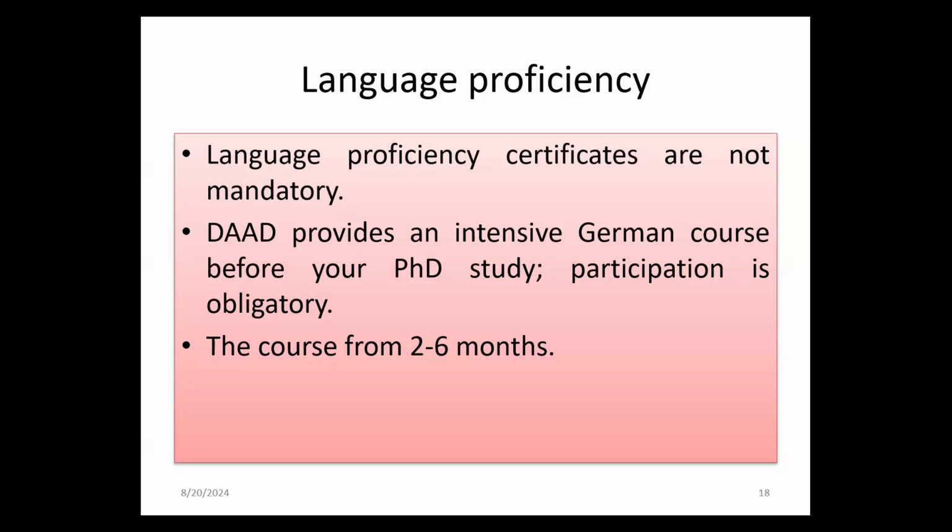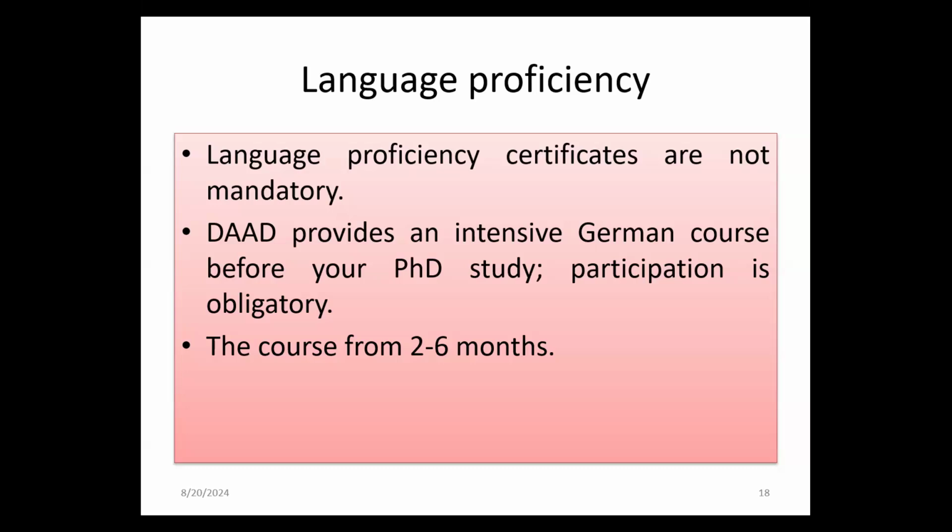The DAAD provides for you an extensive German course before you start your PhD. Usually it can range from 2 months for master applicants up to 6 months for PhD candidates. And also they pay all the expenses for the German course. They pay for your accommodation. They will provide you the accommodation, and they pay for your personal expenses during the German course.